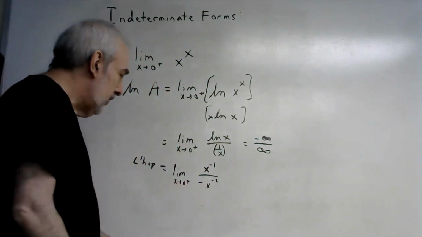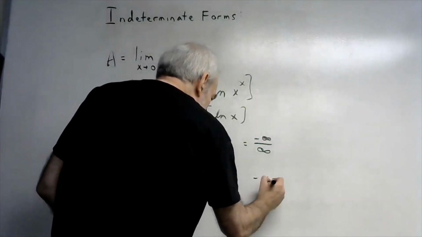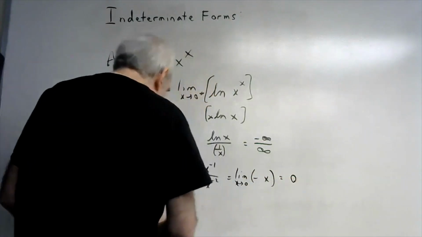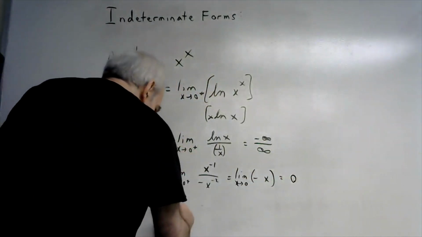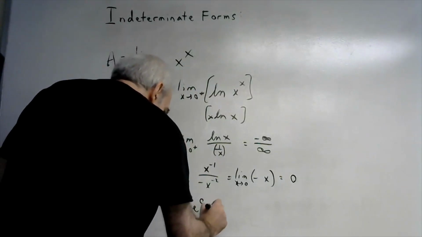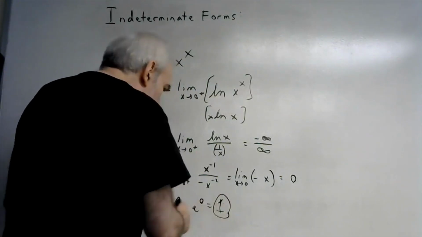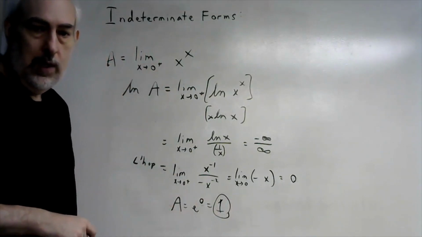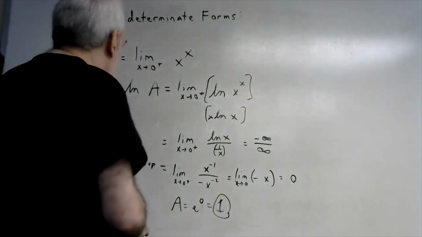But anyway, so that will simplify to be negative x, and then the limit as x approaches 0 is 0. But that means ln of a is 0, therefore a is e to the 0, which is 1. So the final answer is that this limit equals 1. Okay, let's do another one.